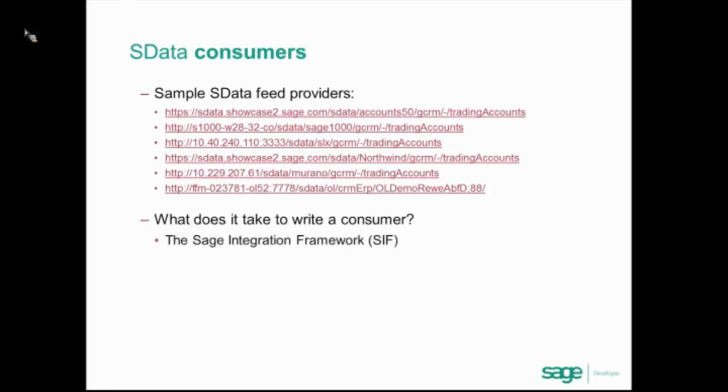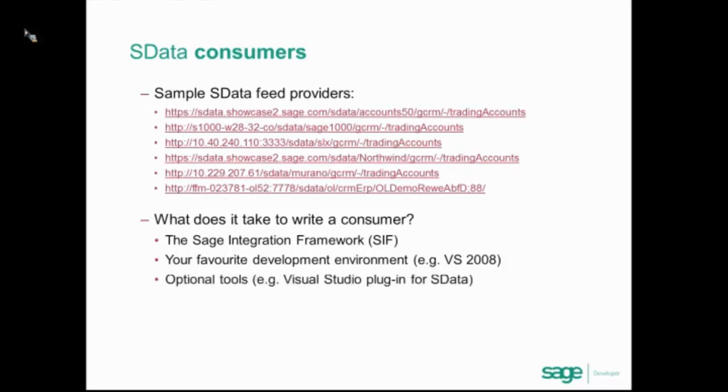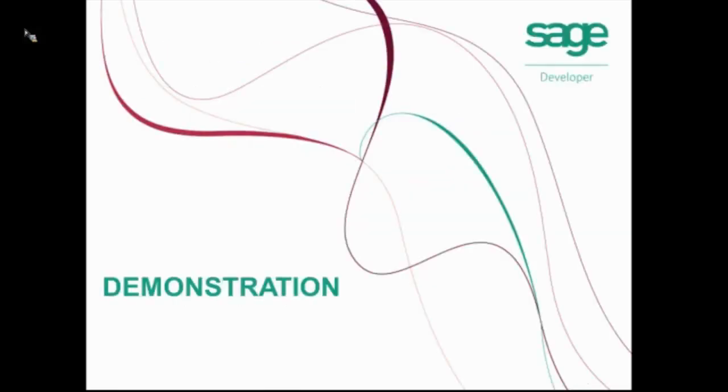Well, there are various components that make this up. The first one being the Sage Integration Framework, or the SIF, and we'll come on to that in more detail soon. You also need your favorite development environment, and for the purposes of today's demonstration, we'll be using Visual Studio. You can also have additional optional tools, such as a Visual Studio plugin for SData, which gives you quicker access to provider data. These are available for your use. And we'll talk about writing one now. So with that, I'll hand over to the online code demonstration.